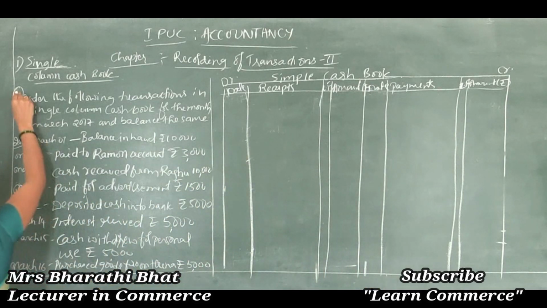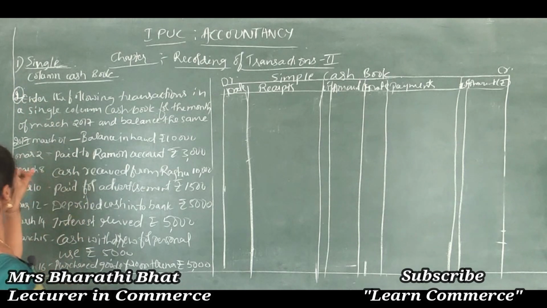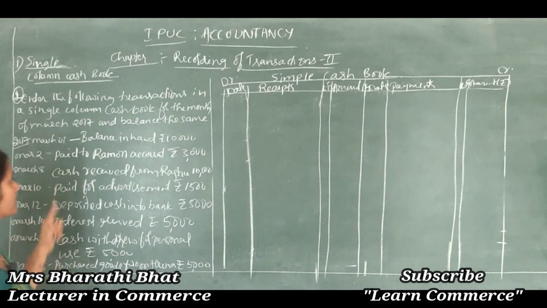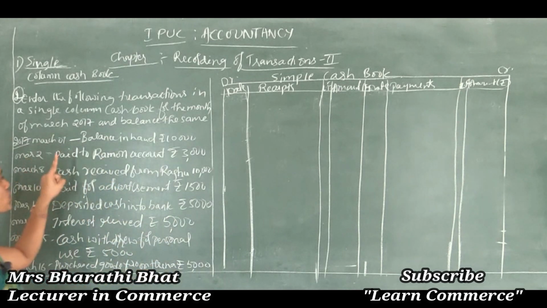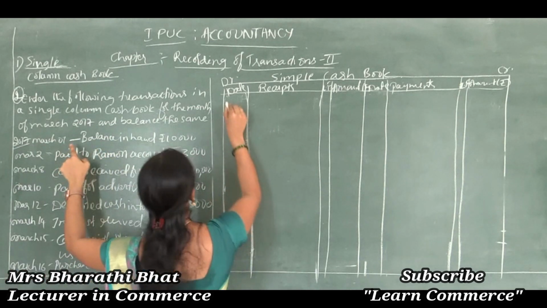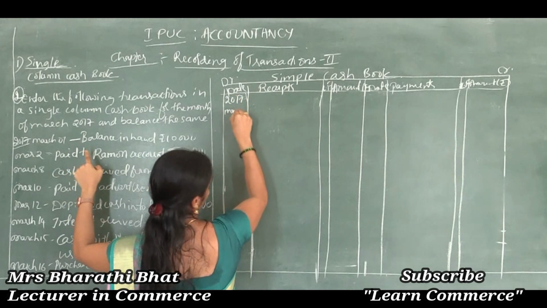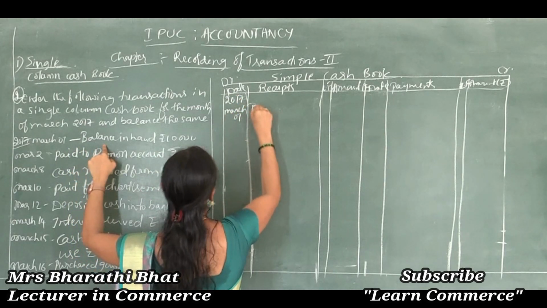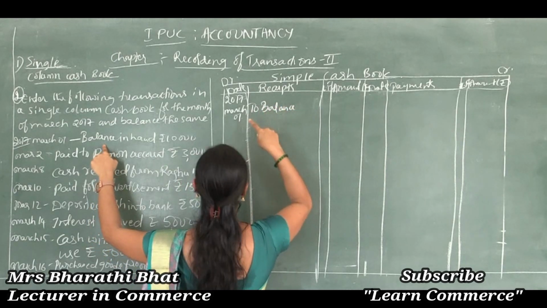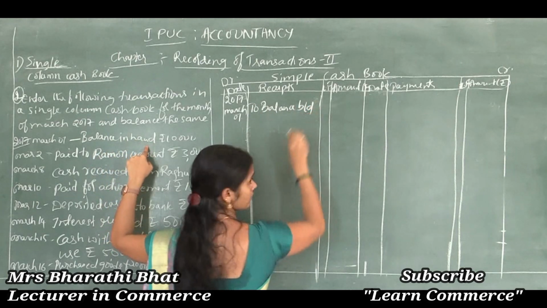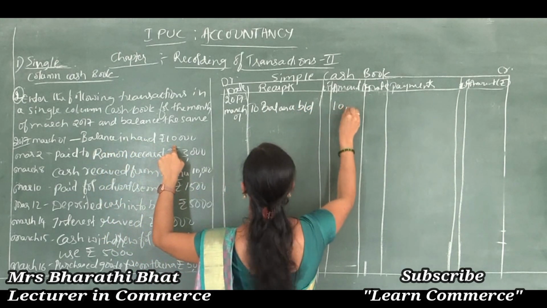The second one: enter the following transactions in a single column cash book for the month of March 2017 and balance the same. Very simple. Again, all the transactions are very simple. 2017 March 1, balance in hand. How to write? Yes, to balance brought down. Let's solve, 2017 March 1st. This one, balance in hand. Always the opening balance can be written under the debit side as to balance brought down. Okay, amount 10,000.